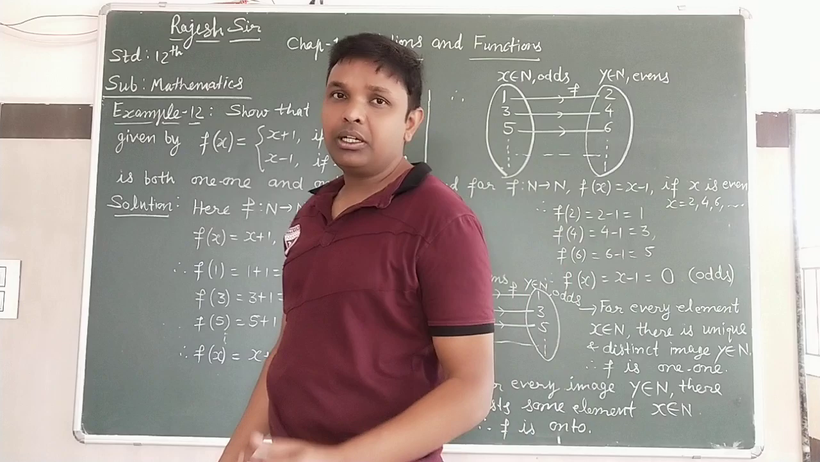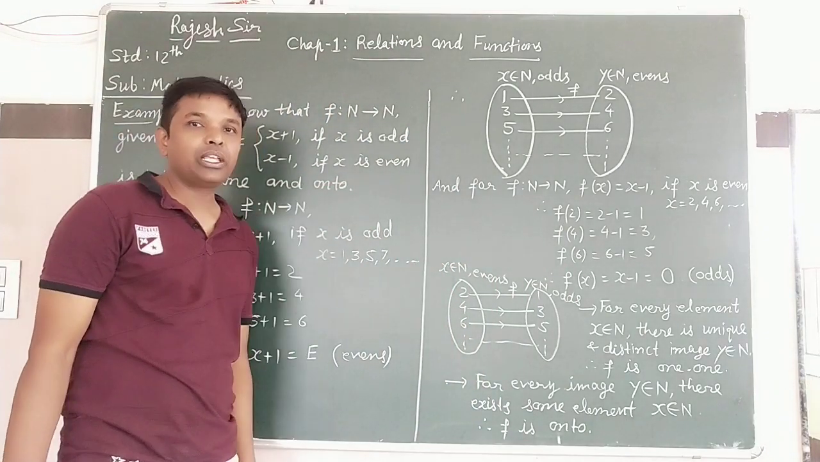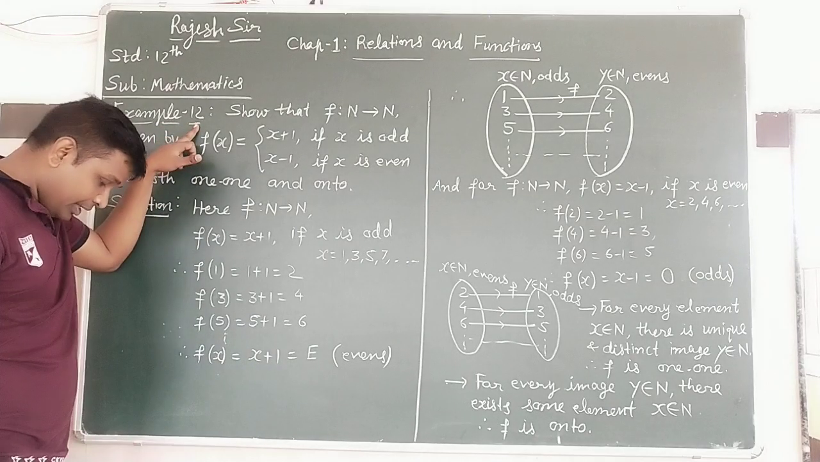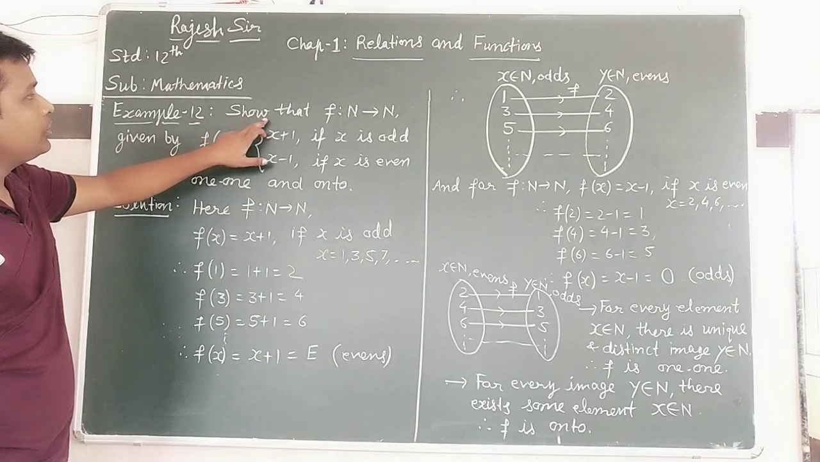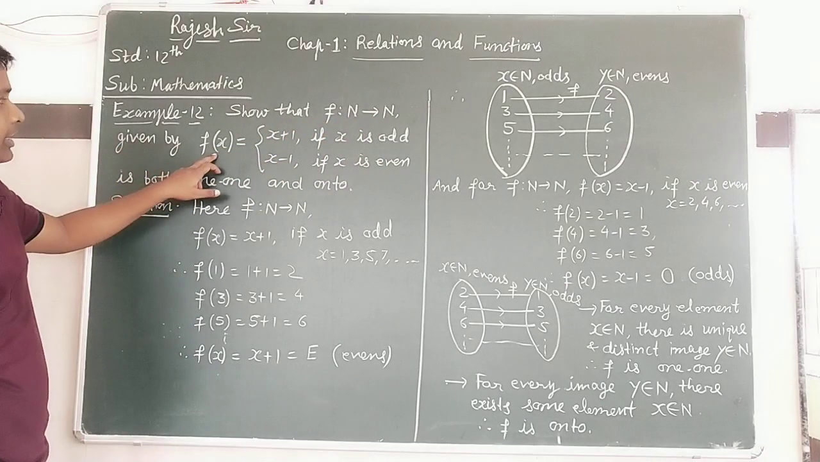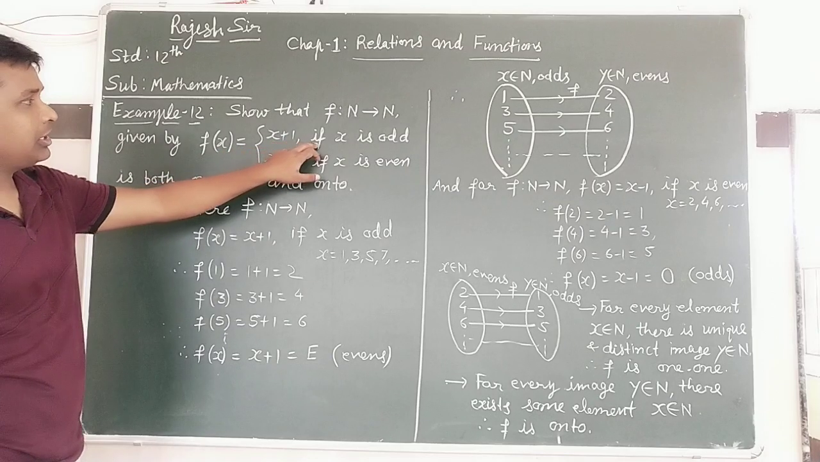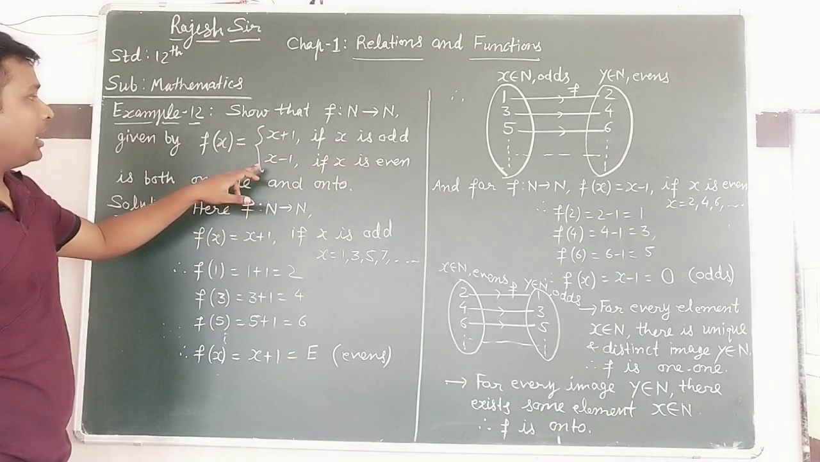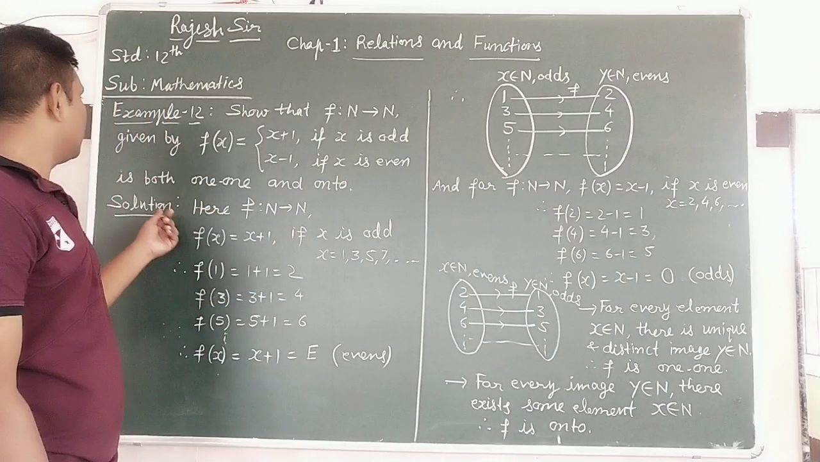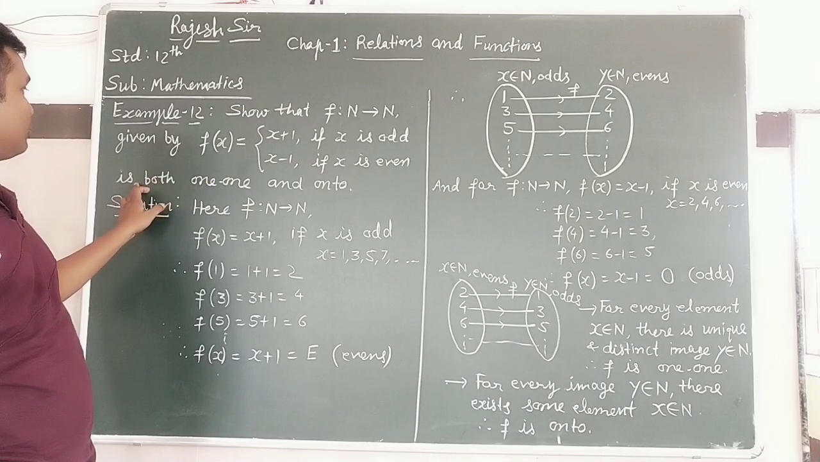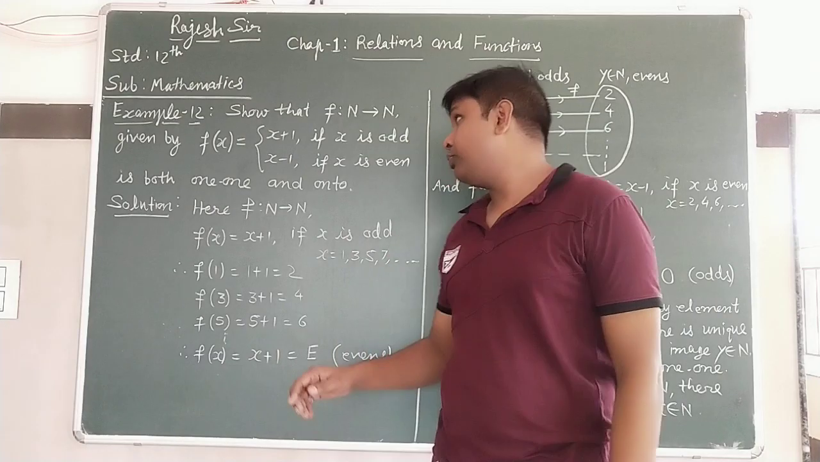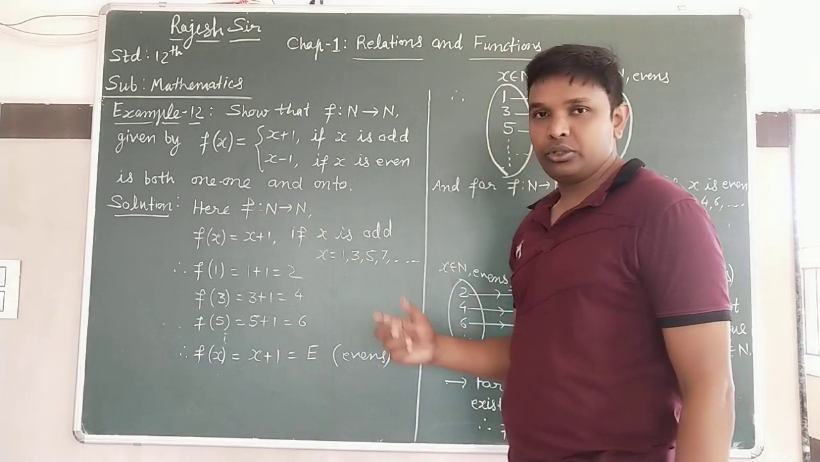So as we have seen 11 examples before this lecture, we will continue forward. This is example 12, and in this we want to show that the function f from N to N given by f(x) equals x plus 1 if x is odd, and x minus 1 if x is even, is both one-one and onto.